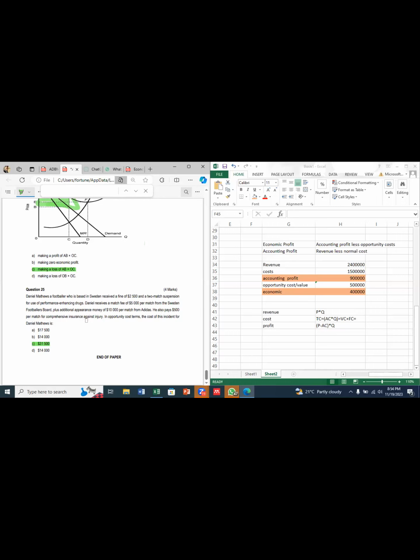Okay, so I'm going with your answer. I think it makes sense. It makes economic sense. Makes a lot of economic sense. All right, so that brings us to the end of the paper. And you ended on a high note by answering this one, which is a good thing.